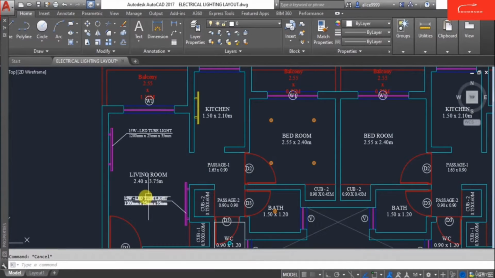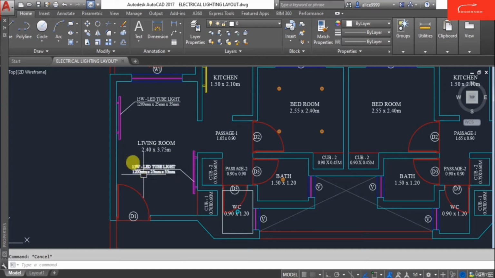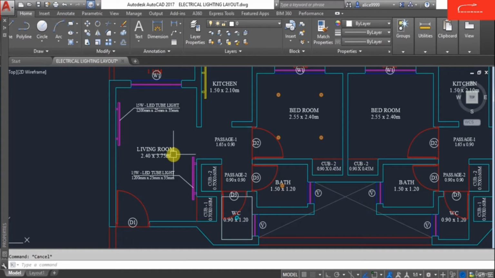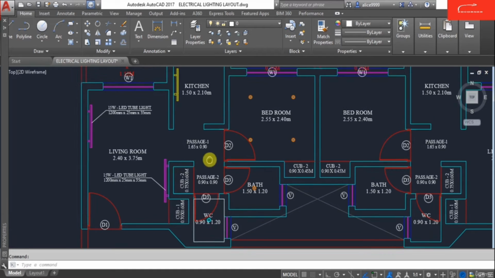So till now we have calculated the lumens output and the luminance required for this typical flat, that is living room, kitchen, bedroom, bathroom and the WC. Here is the passage area. We also calculate this passage area into the lumens output.